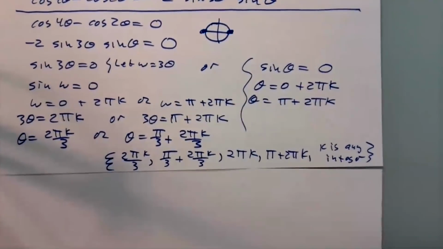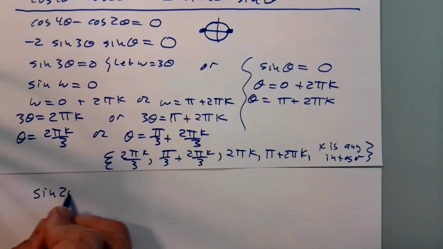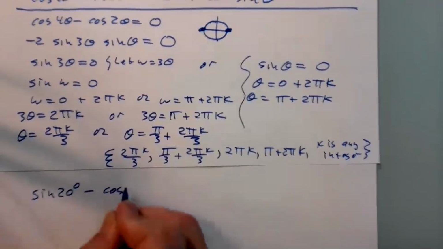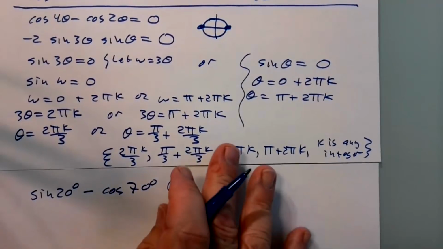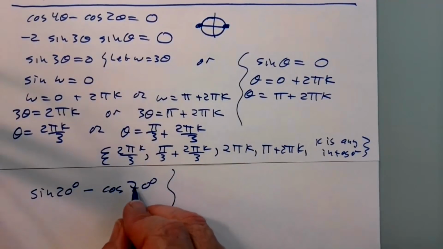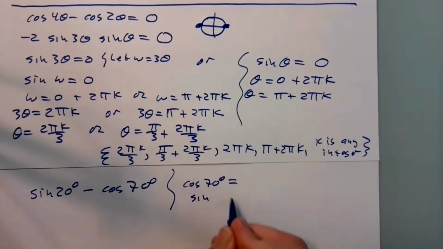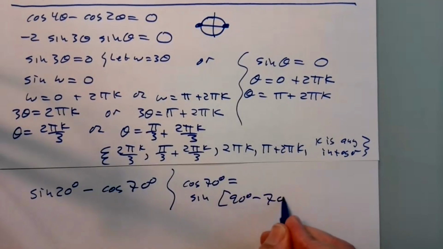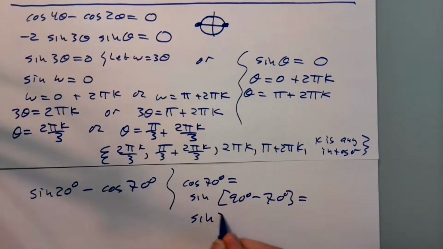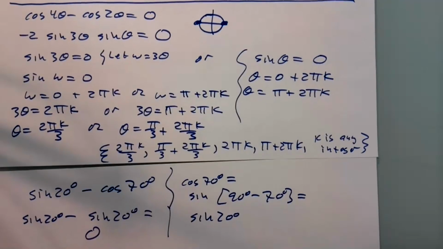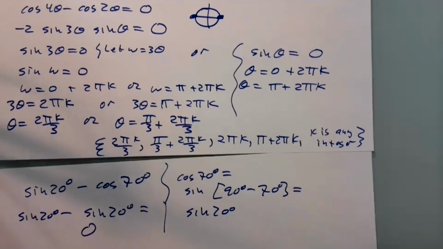So if I'm going to say sine of 20 degrees minus cosine of 70 degrees, cosine means sine of the complement. So the complement of 70 is 20. So the cosine of 70 degrees is the same as the sine of 90 minus 70, which is the sine of 20 degrees. So making that substitution, if cosine 70 is sine 20, this becomes sine 20 degrees minus sine 20 degrees, which equals 0. So that's not so bad.